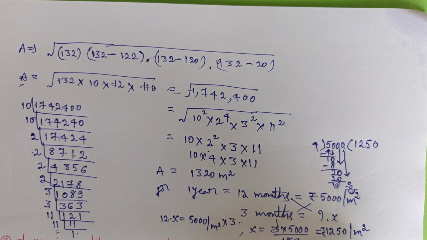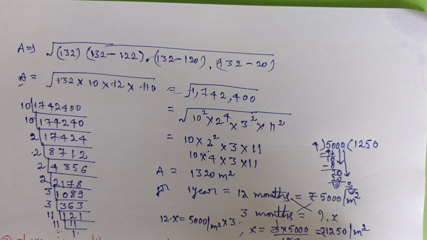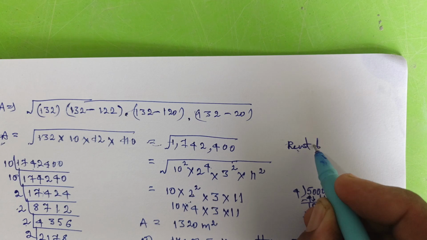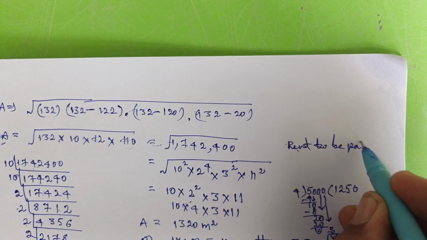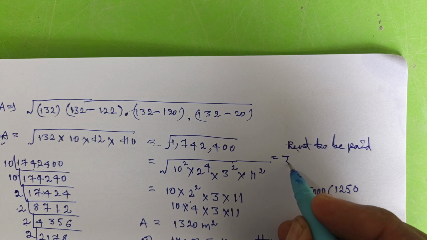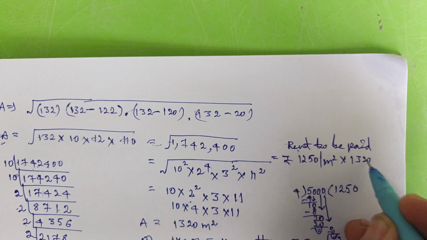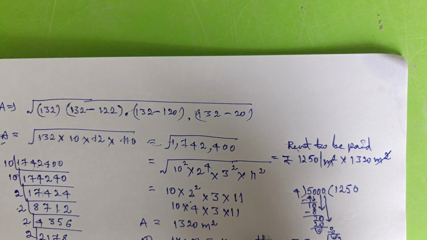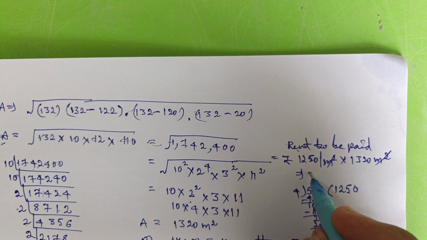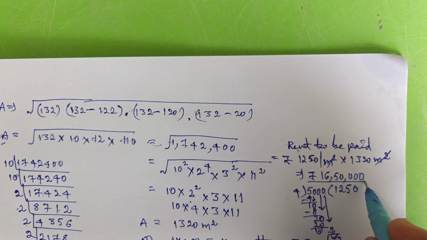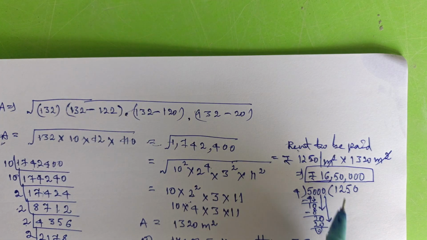So this is the area. Now we have to finally calculate the rent. So rent to be paid, I am taking rupees 1250 per meter square into 1320 meters. Here meter square gets cancelled. So after multiplication we get rupees 16 lakhs 50,000. This much amount that company has to pay.